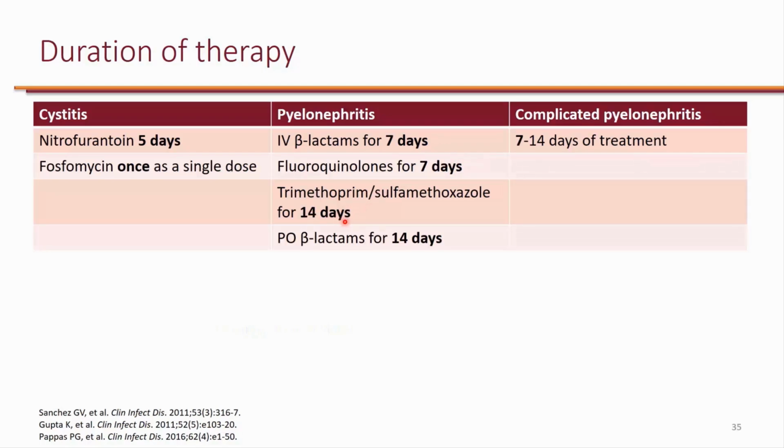With Bactrim, 14 days is required, as well as with PO beta-lactams. Because PO beta-lactams are inferior to IV beta-lactams, you need 14 days of treatment, and PO beta-lactams are the last option. Let's say if someone got 3 days of IV beta-lactam, then they get 11 days of trimsulfa to complete 14 days of treatment. With complicated pyelonephritis, we do not have clinical practice guidelines. So in general, most clinicians agree on 7 to 14 days of treatment. However, there is clinical evidence that 7 days of treatment is sufficient for most patients with complicated pyelonephritis. So I would recommend 7 days of treatment for complicated pyelonephritis.